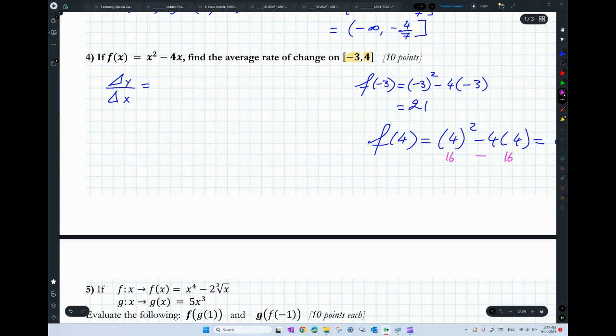So anyway, let's go back to the actual question. Now I'm able to evaluate this rate of change. So I would have the difference of the y's, which are the two values I just found: 21 minus 0. Difference of the x's: negative 3 minus 4. I have 21 over negative 7, which would be negative 3.